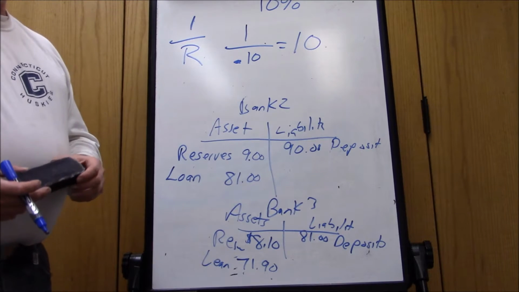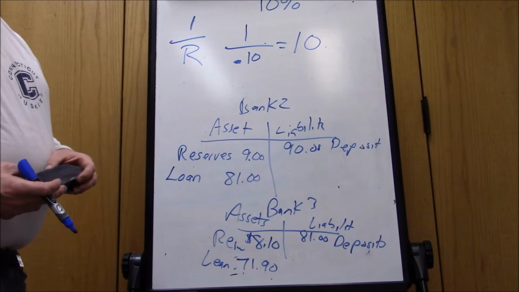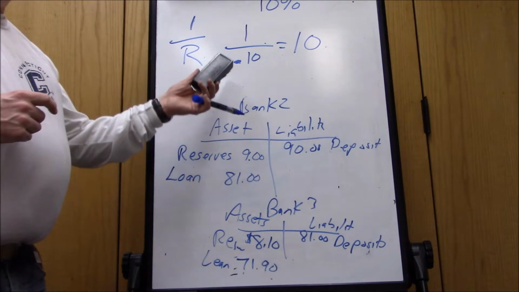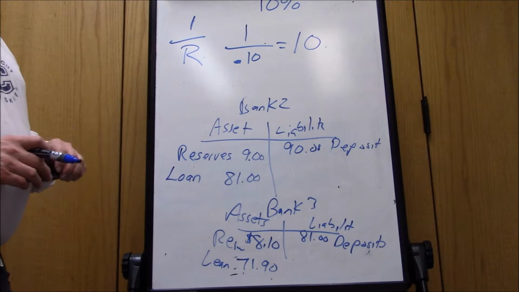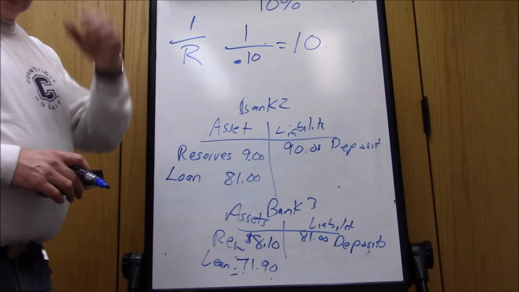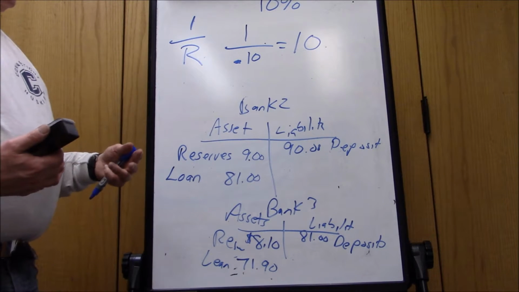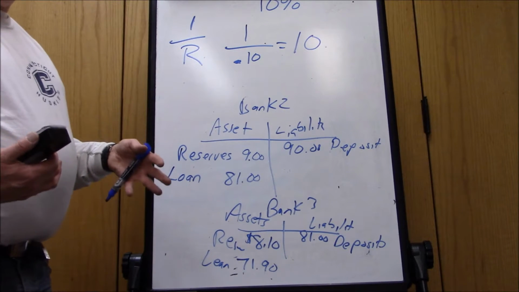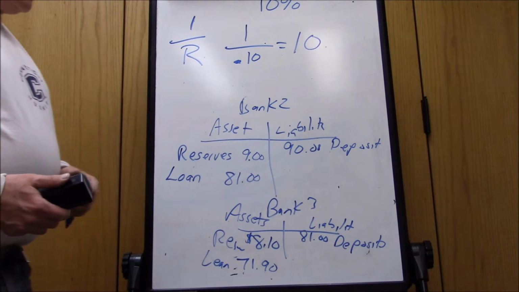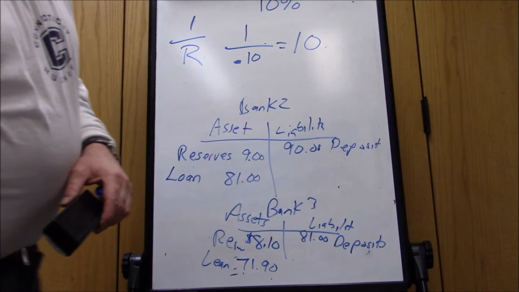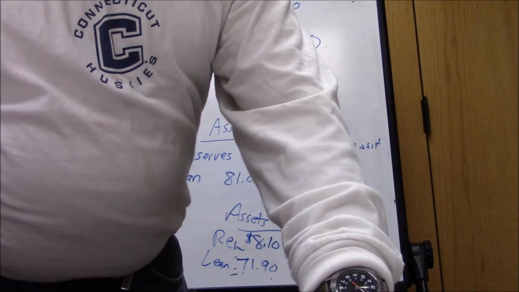If the reserve requirement were 5%, then it would be 20 times. So a $100 deposit would lead to a $2,000 increase in the money supply. A 20% reserve requirement would mean a 5 times increase in the money supply. So a $100 deposit would lead to a $500 increase. One of the tools that the Federal Reserve can use to control the supply of money is the reserve requirement. They actually don't change the reserve requirement very often because it has a huge effect on the overall money supply. So it's not something they want to do lightly.